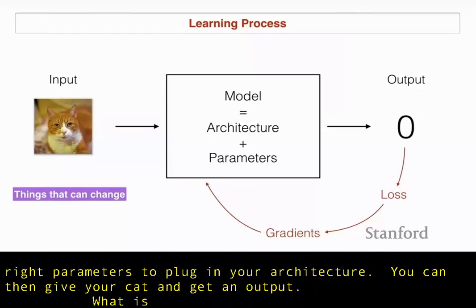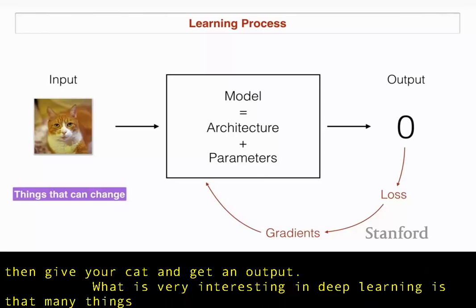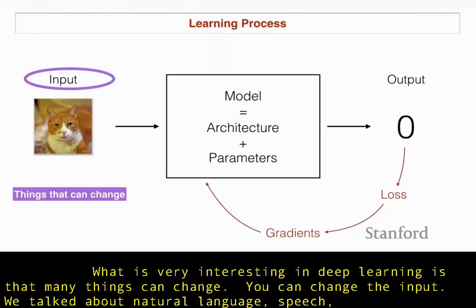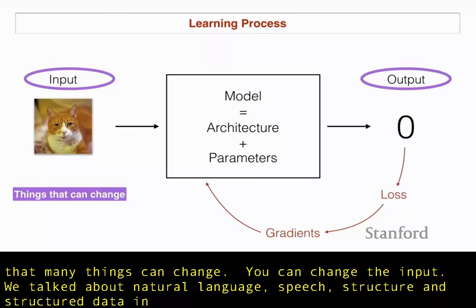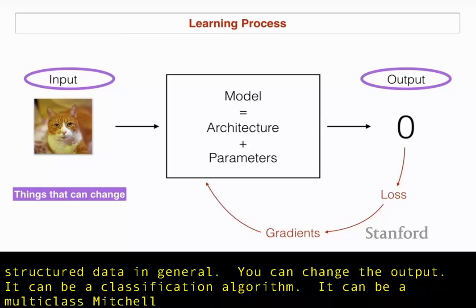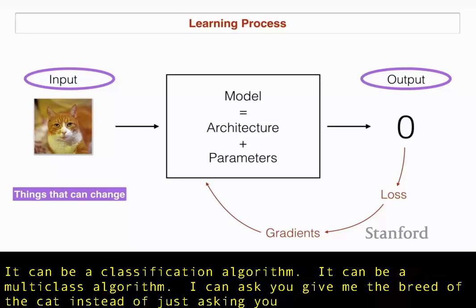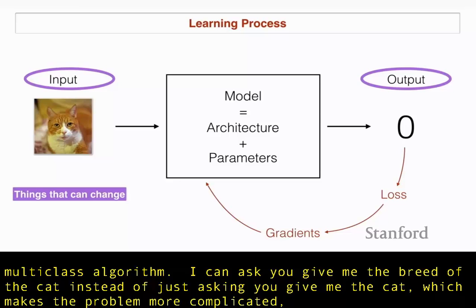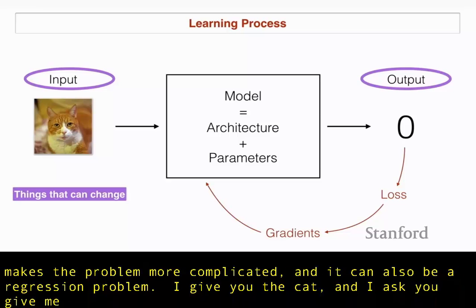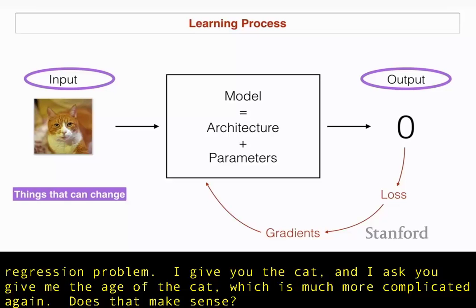What is very interesting in deep learning is that many things can change. You can change the input. We talked about natural language, speech, structured and unstructured data in general. You can change the output. It can be a classification algorithm. It can be a multi-class algorithm. I can ask you, give me the breed of the cat, instead of asking you, give me just the cat, which makes the problem more complicated. And it can also be a regression problem. I give you the cat and I ask you, give me the age of the cat, which is much more complicated again. Does that make sense?